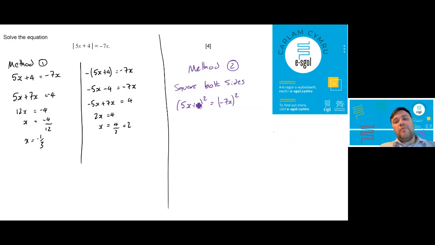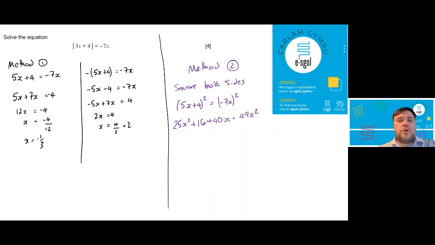There's nothing wrong with using smiley face or FOIL on this, but when it's a bracket like so, I prefer to square the first, square the last, and then twice the product. What I mean by that is square the first, so square 5x, which gives you 25x squared. Square the last, so that's going to give you plus 4 all squared, which is plus 16, and then twice the product. So that's 4 times 5x, which is 20x, and then double it is going to give you 40x. And then that is minus 7x all squared, so that is 49x squared.